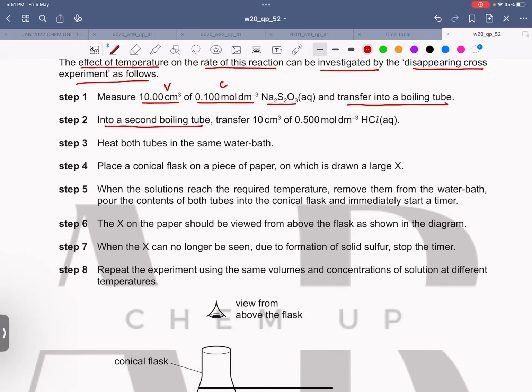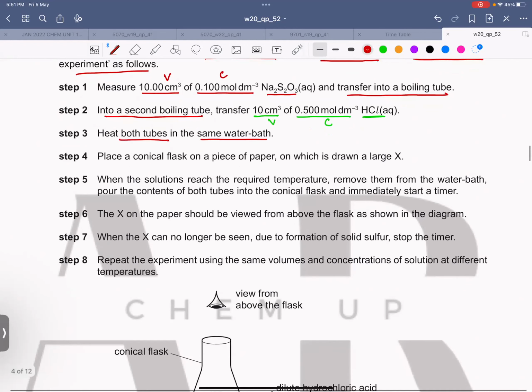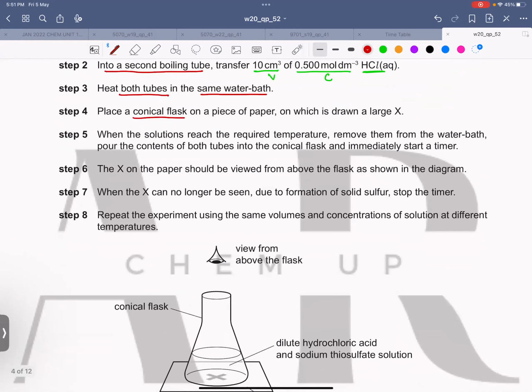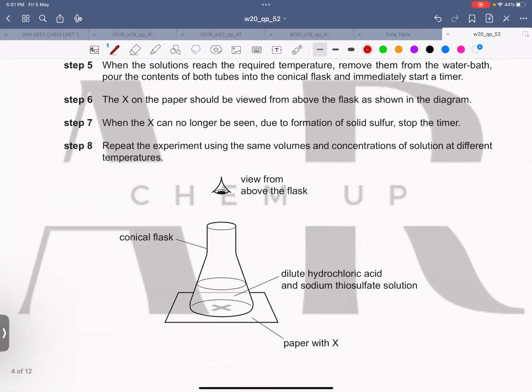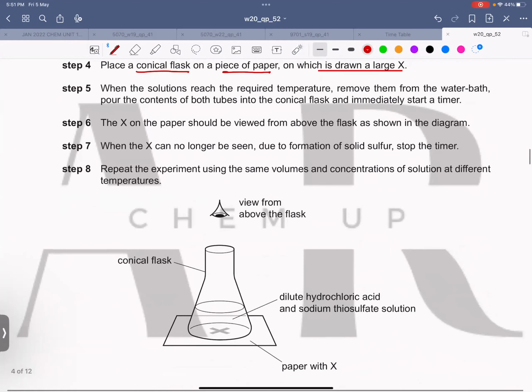Into our second boiling tube, 10 cm³ of 0.5 mol/dm³ hydrochloric acid is transferred. Okay. So we got the volume and concentration of hydrochloric acid as well. Heat both the test tubes in the same water bath. Okay. Place a conical flask on a piece of paper on which is drawn a large X. See over here. And from here, when you see that the X has disappeared, then we record the time.